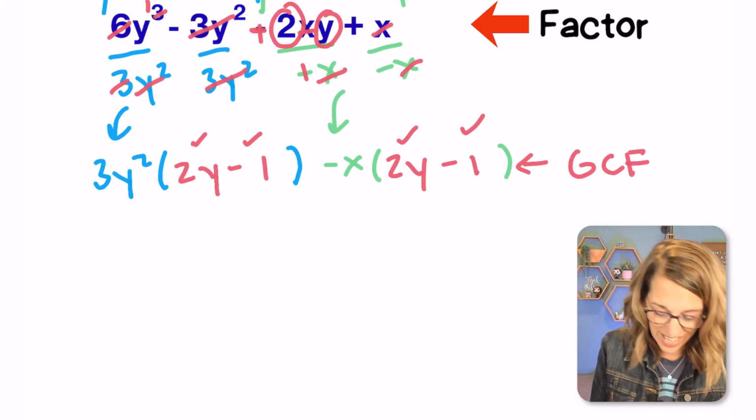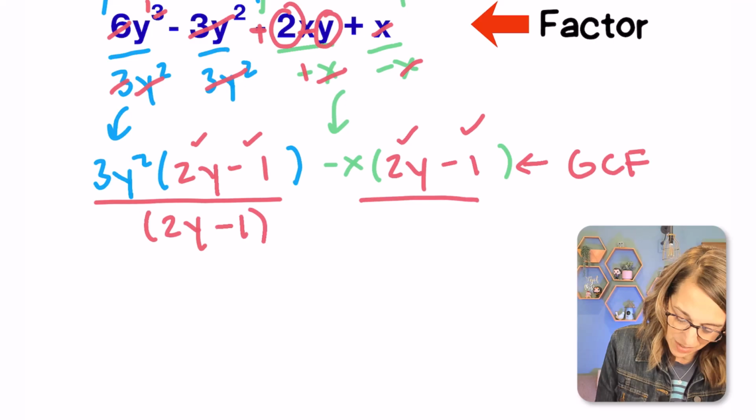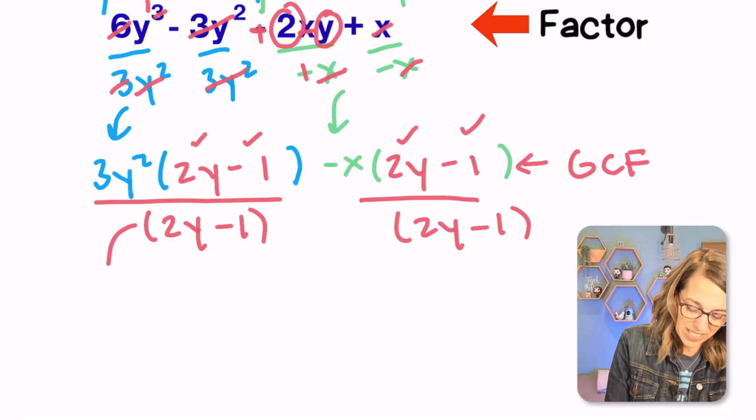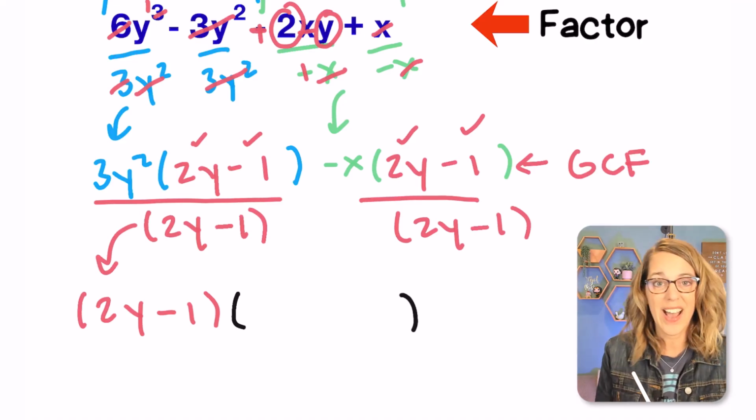Let's go ahead and move on to that second step. In the second step, I'm going to divide out by that brand new GCF, which is a 2y minus 1. Divide this one by a 2y minus 1. Whenever I'm factoring a GCF, it actually slides out in front. So I've got 2y minus 1, and then in parentheses, I'm going to record what I have left.